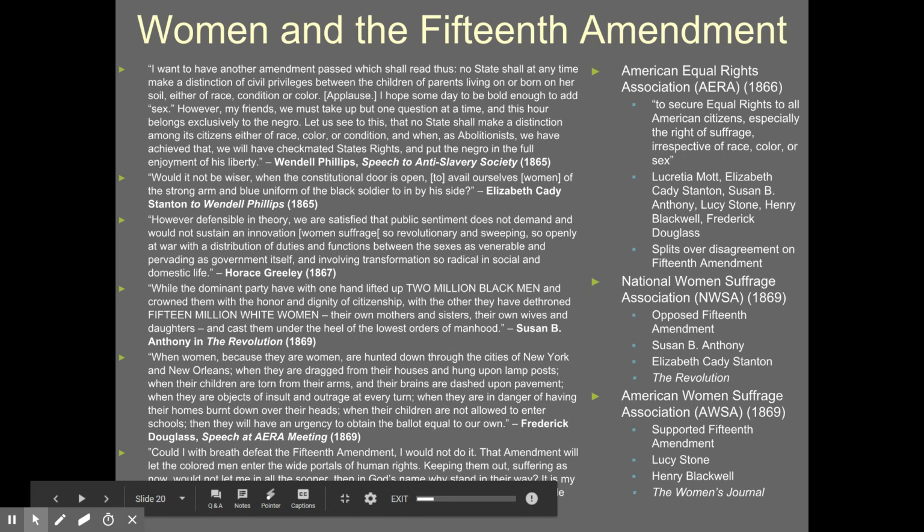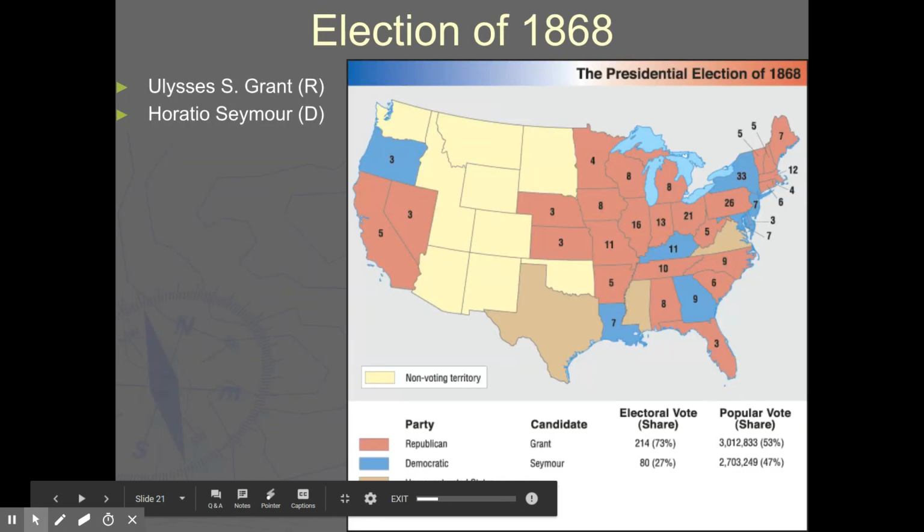And so you're going to see further organizations like the American Equal Rights Association, the National Women's Suffrage Association, where you still see Susan B. Anthony and Elizabeth Cady Stanton still working towards women's suffrage. And then the AWSA, the American Women's Suffrage Association, led by Lucy Stone and Henry Blackwell. But you can kind of read how women were treated during this time period. They were just kind of the group that was left out, unfortunately. And it won't be until 1920, when the 19th Amendment is passed, that women will get the right to vote.